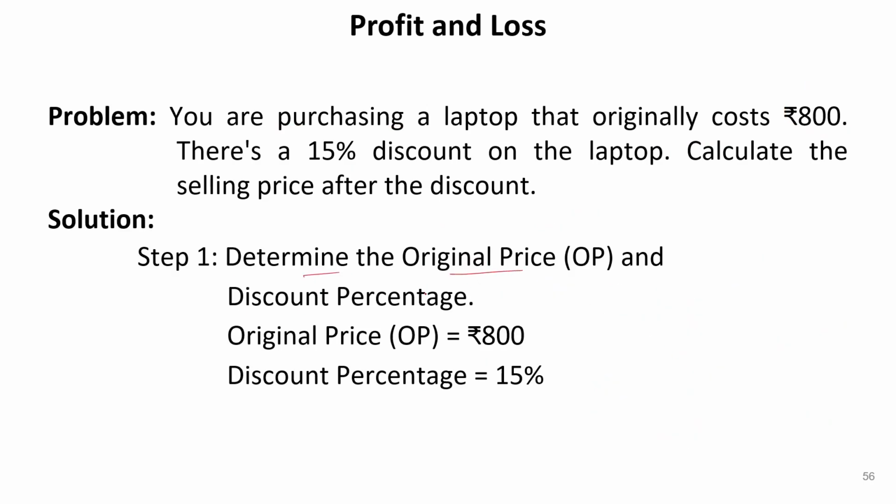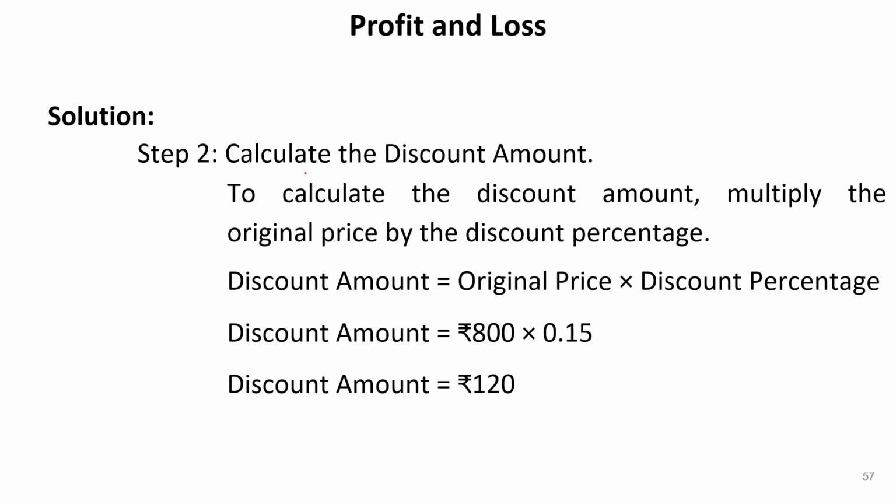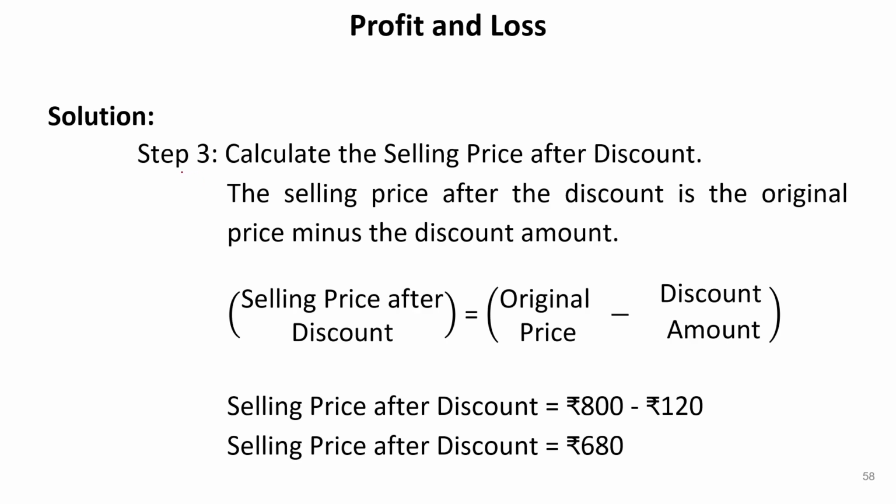So determining the original price and discount percentage. So original price is equal to 800 and discount percentage is equal to 15%, right? So calculate the discount amount. To calculate the discount amount, multiply the original price by the discount percentage. So discount amount is equal to original price into discount percentage. So 800 into 0.15. Discount amount will be what? 120 rupees.